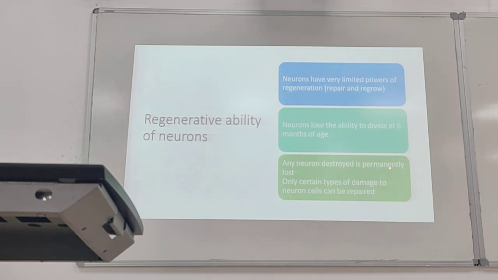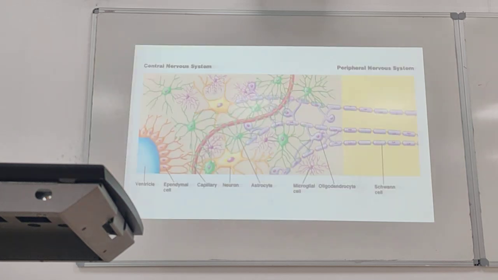Any neuron destroyed is permanently lost. Simple concept. You kill the neuron cell body. The neuron is finished. The part that remains will die.